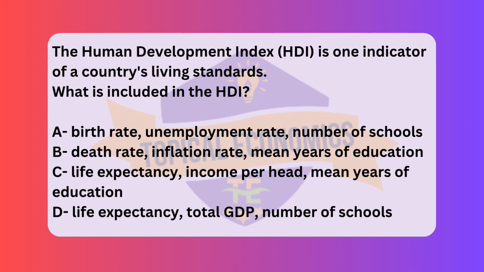Lastly, option D. Life expectancy, total GDP, number of schools is incorrect, because while life expectancy is a component of HDI, total GDP is not. HDI uses income per head, or GNI per capita, rather than total GDP, which gives a better measure of individual economic well-being. Additionally, the number of schools is not directly used in the HDI, rather, mean years of schooling and expected years of schooling are the education indicators used.